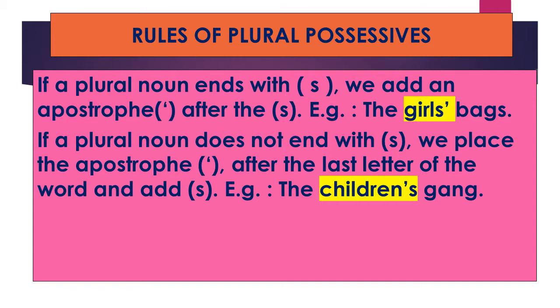The word girls has got the S letter in the last. So after S, the apostrophe is put. The word children has got the N letter in the last. There is no S letter. So first the apostrophe is given and then S is added. So the words which end with S have an apostrophe after the S. And words which do not end with S have an apostrophe first and then S is added.